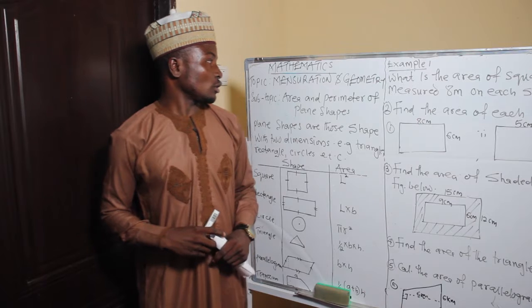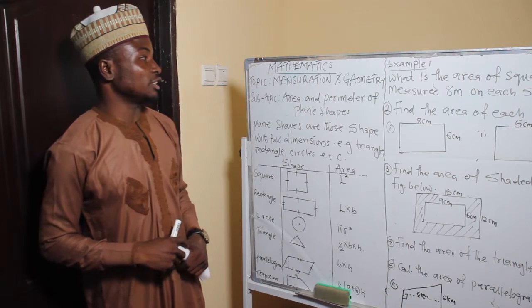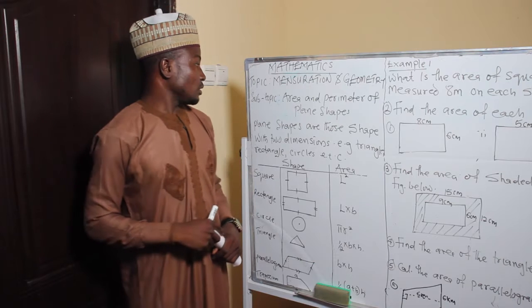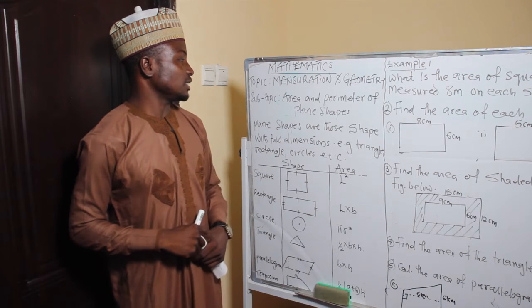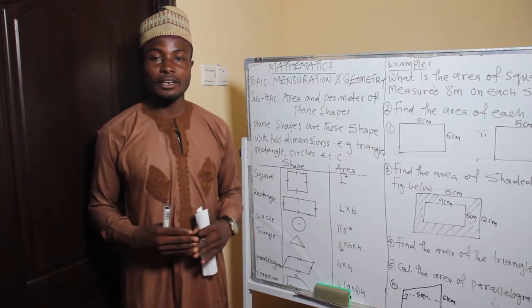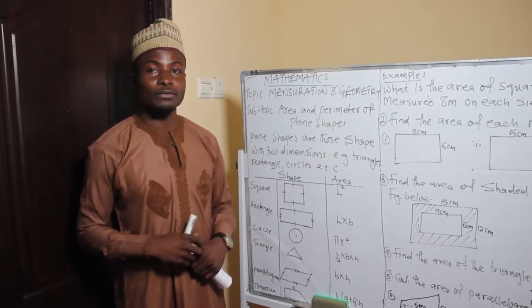Our topic of today is mensuration and geometry under the mathematics for JSS 3. We have subtopics there, which is area and the perimeter of plane shapes. How do we find the area and how do we calculate the perimeter of the plane shapes?